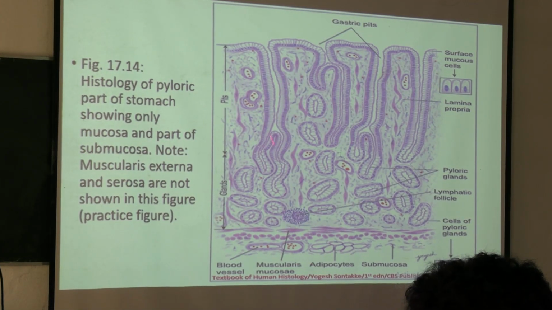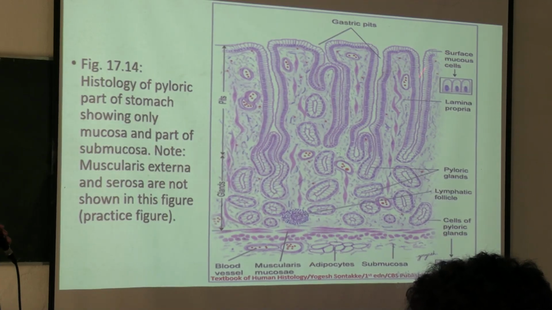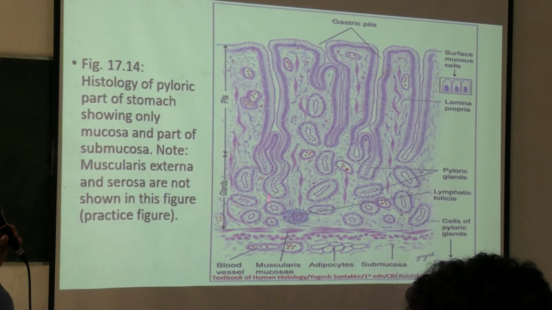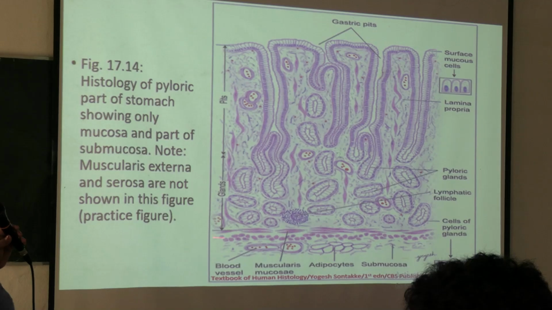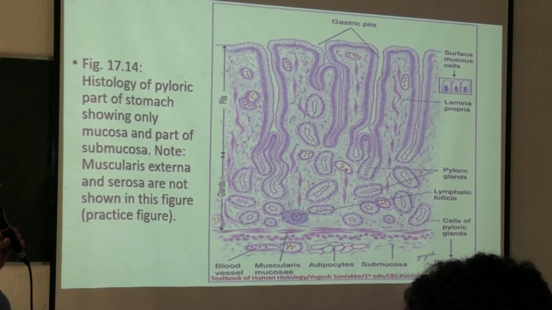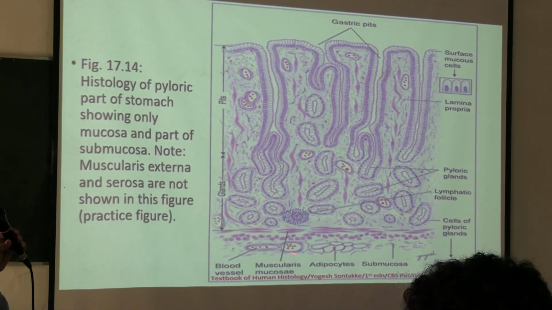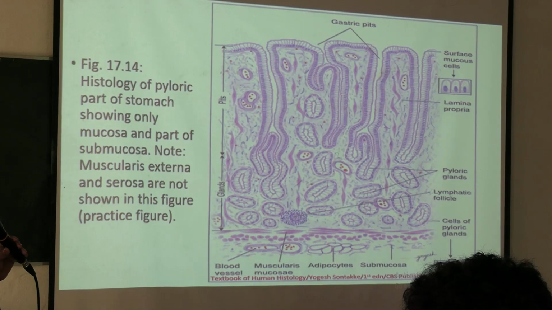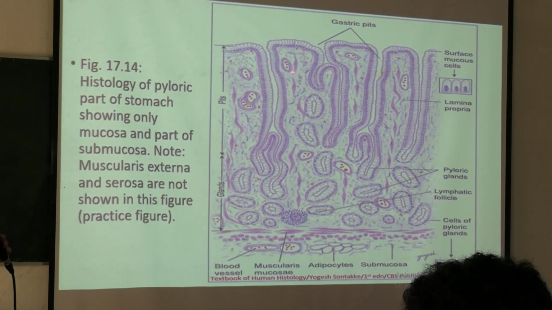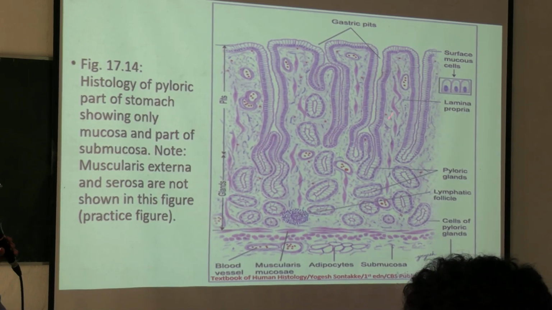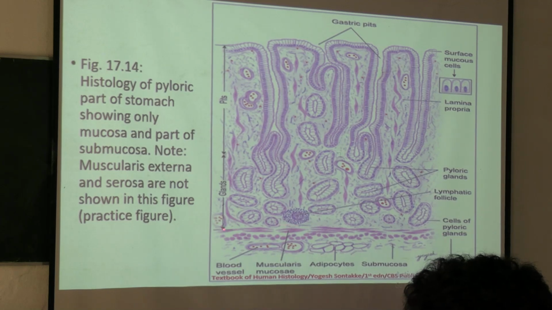This is the histological picture. So, longer gastric pits, shorter glands occupying the lower 1/3 only, muscularis mucosa, submucosa. Here you see sections of blood vessels, adipocytes in the lamina propria also, these are sections of blood vessels, and some smooth muscle cells of the muscularis mucosa.